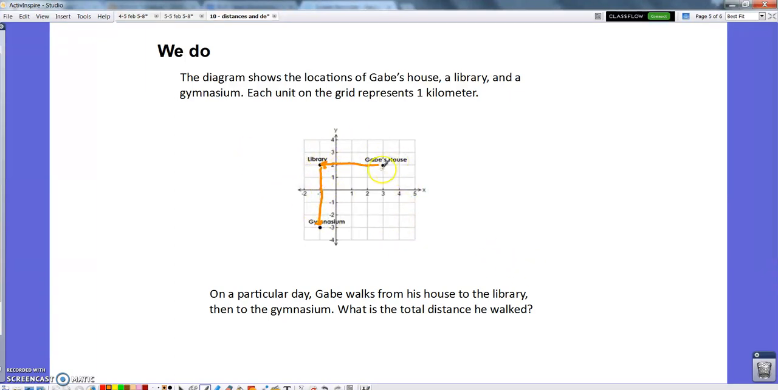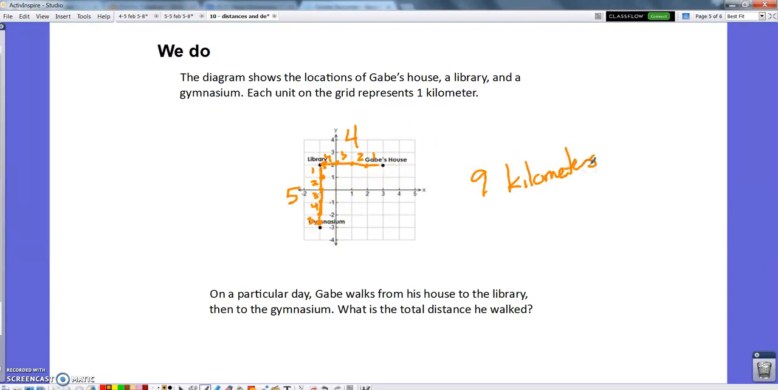So we're just going to count the distance that Gabe walked from his house to the library to the gymnasium, and we'll know. So he starts here. Remember, we're not counting points, we're counting line segments. So this is 0 kilometers. When he gets to this point, he's walked 1 kilometer. So he's walked 1, 2, 3, 4 kilometers to the library, and then 1, 2, 3, 4, 5 more kilometers to the gymnasium. So 4 here and 5 here. So Gabe has walked 9 kilometers. That's a typical distance problem in the coordinate plane.